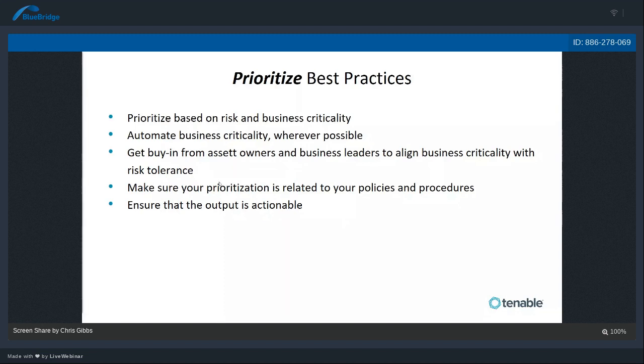We want to ensure that anything we are providing people in terms of remediation planning, that the output that we're giving them is actionable. Can we actually take an action on what we're being told? Is this patch available? Can we push it out? Those kinds of things.